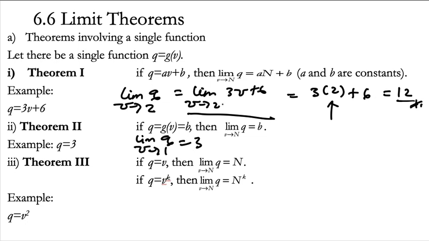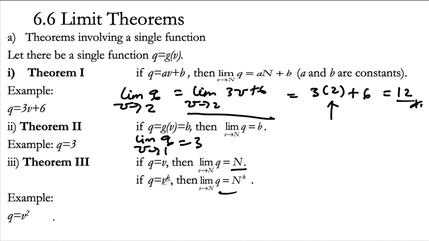Alright, now next is theorem number 3. If Q is equal to v, then the limit of Q as v approaches n is always n. And if Q is equal to v to the power of k, then the limit of Q as v approaches n is actually n to the power of k, isn't it? This is the final answer, yeah?